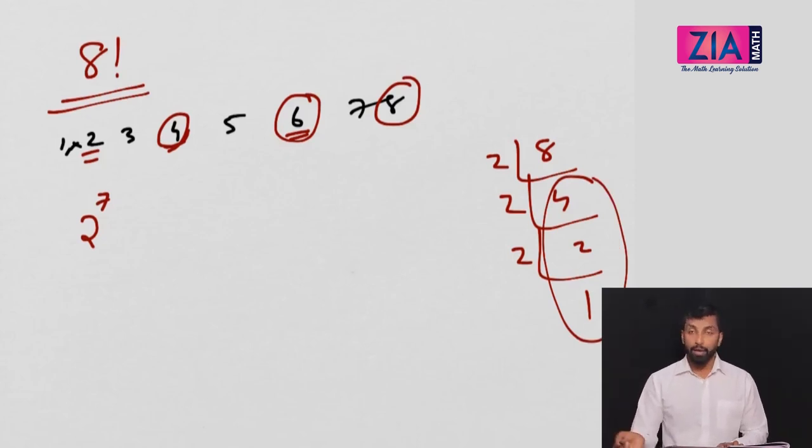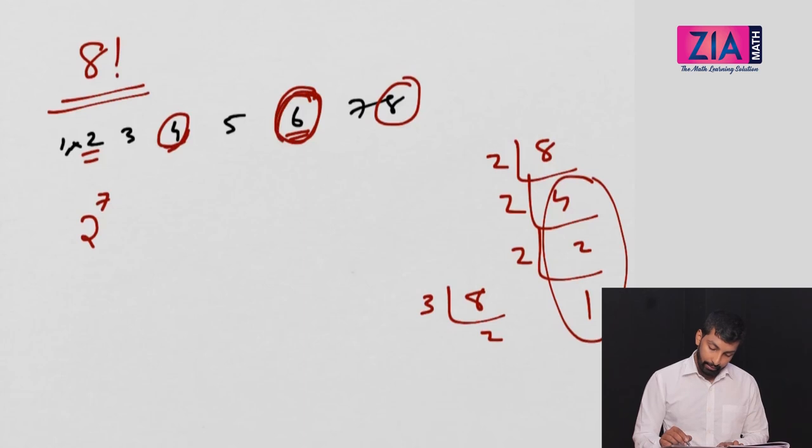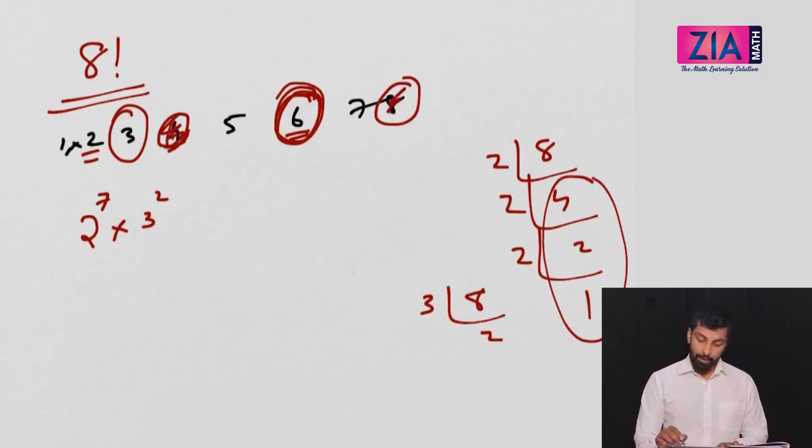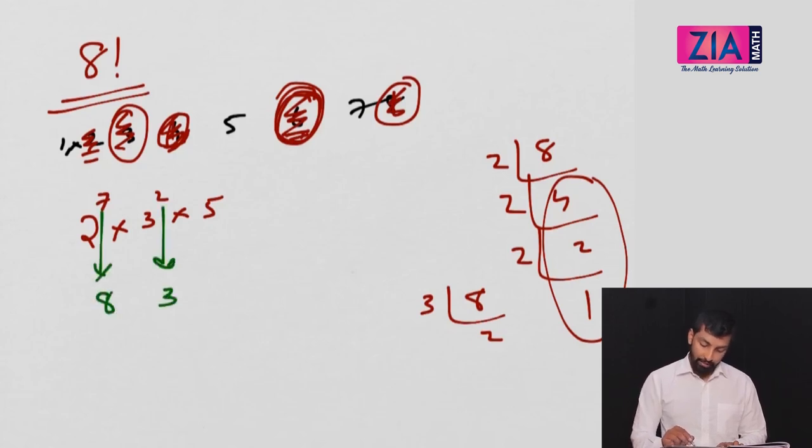How many 3's? You can do the same thing: 8 divided by 3, you get 2 here. Now why 2 threes? In 6 you will get 1 three, in 3 you will get 1 three. So it's actually 3 squared. This is completely out, we have taken the 2's. This is also out. We have taken the 2 and 3. This is out, we have taken the 3. What is left? 5 is left. Then the number of factors will be 7 plus 1, that is 8, 2 plus 1, that is 3, 1 plus 1, 2.